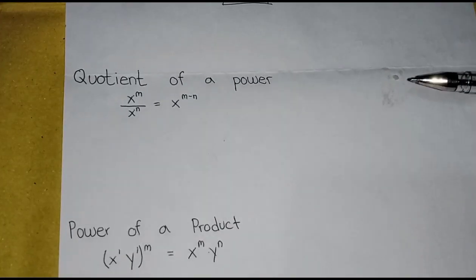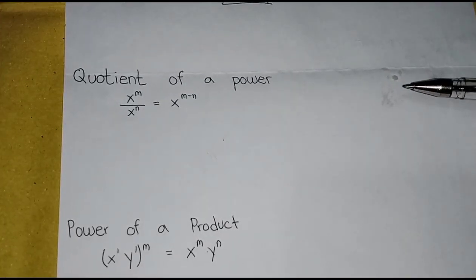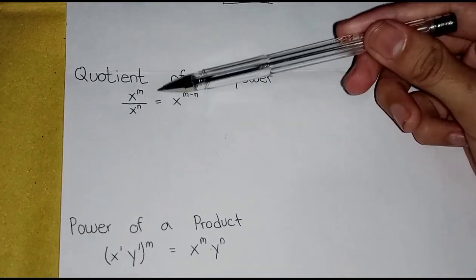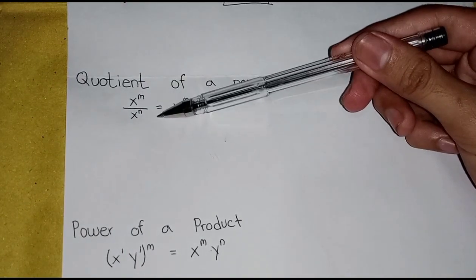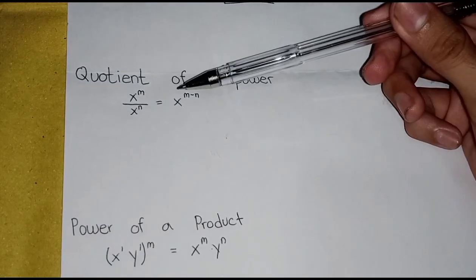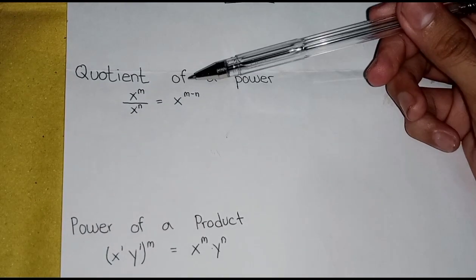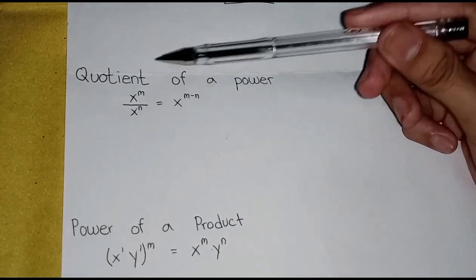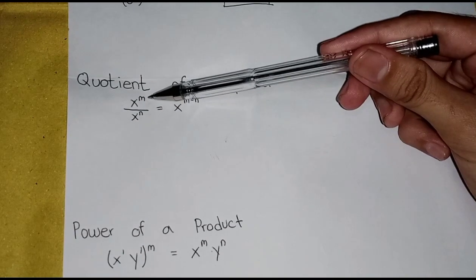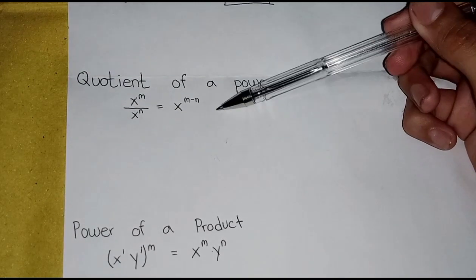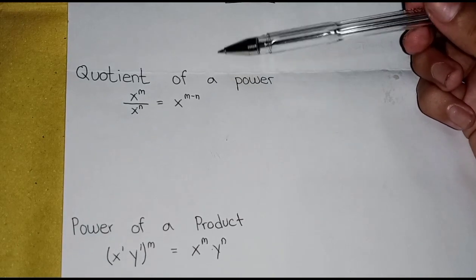Next naman ay quotient of a power. Kapag quotient of a power, ito na yung mga dinidivide. Kapag ganito, ibig sabihin ay division. So, x raised to m over x raised to n. Ibig sabihin, kapag magdi-divide tayo ng mga variable, yun naman ay pagmaminosin natin ang mga exponent nila. Kaya, ang exponent ng x is m, exponent ng x ulit is n. Kaya magiging m minus n.